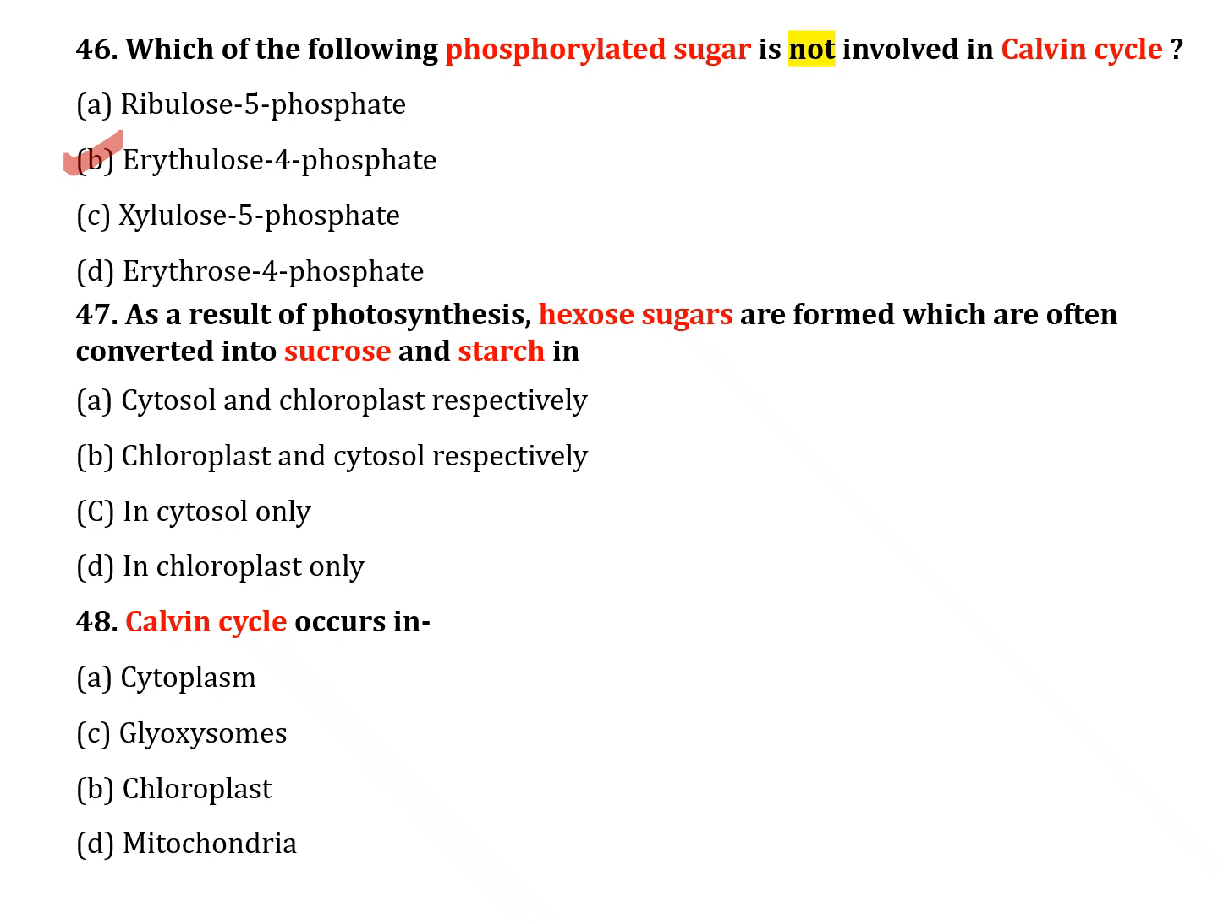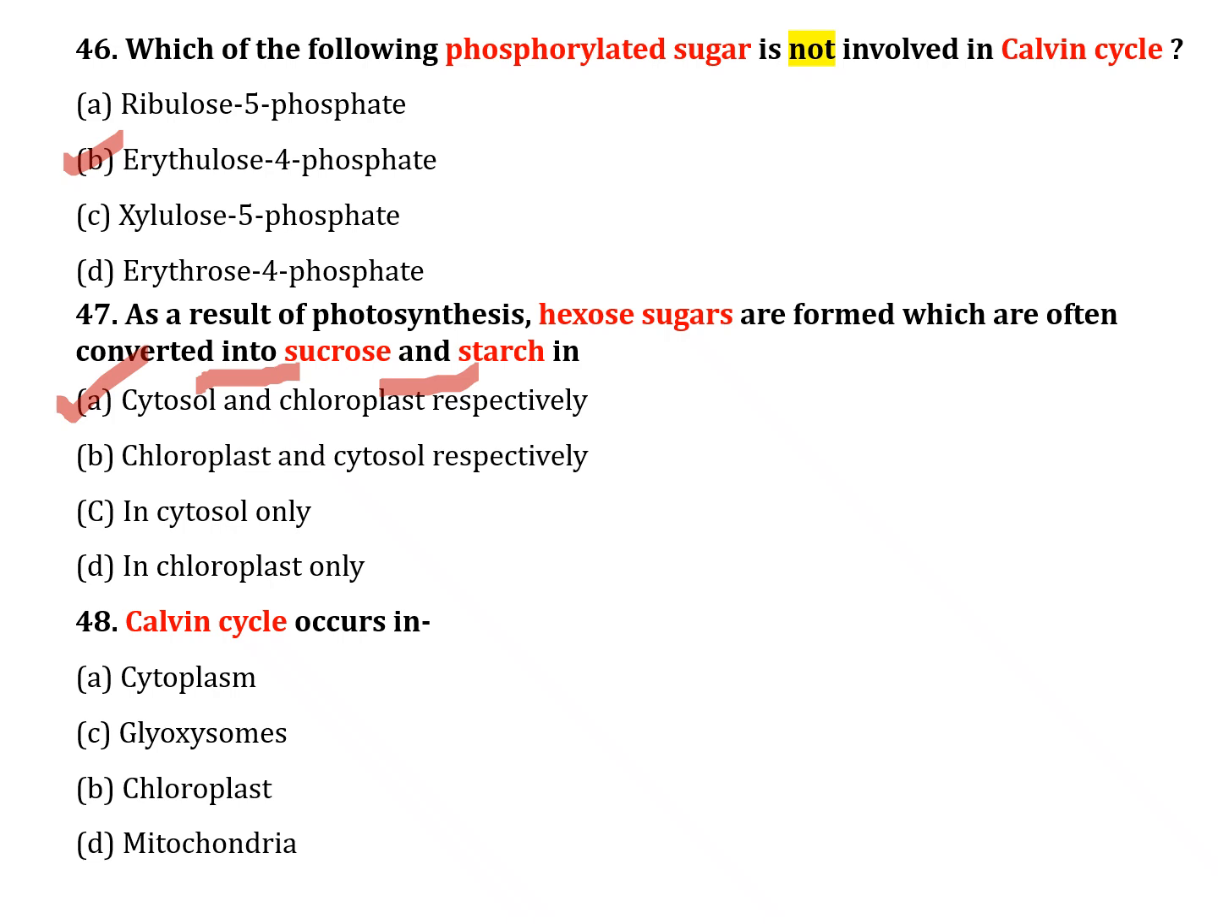The next question, number 47. As a result of photosynthesis, hexose sugars are formed which are often converted into sucrose and starch in option A, cytosol and chloroplast respectively. Option B, chloroplast and cytosol respectively. Option C, in cytosol only. Option D, in chloroplast only. The correct answer is option A, cytosol and chloroplast respectively.